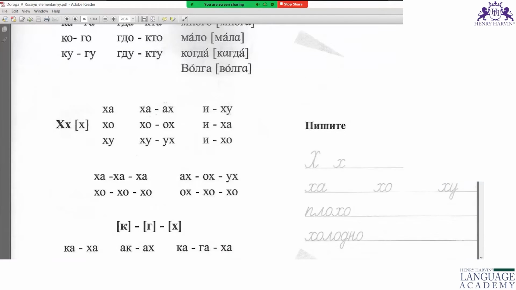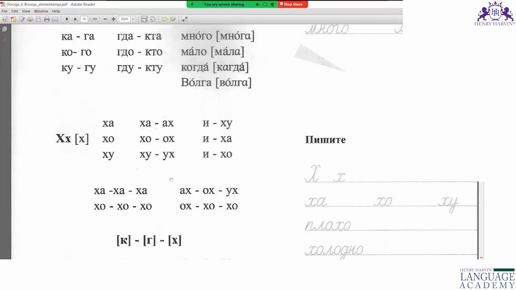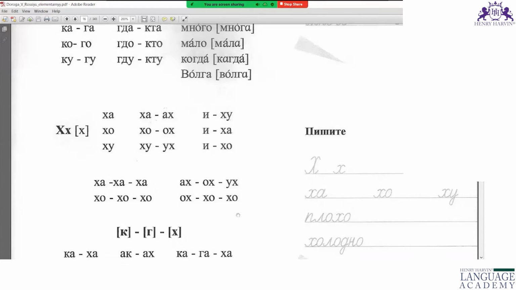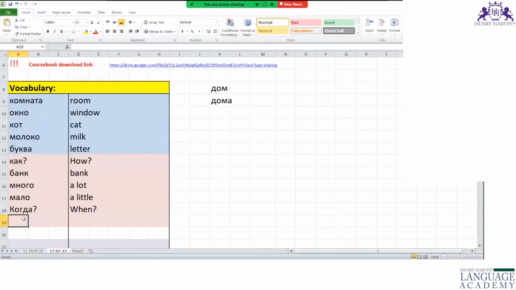Okay. The next words are with letter ha. Ха, хо, хо. Ха, ха, ха. Хо, хо, хо. Ах, ох, ух. Okay. Let's see here. We have погода. Погода means weather. Let's write down the new word. Погода. Погода is weather.